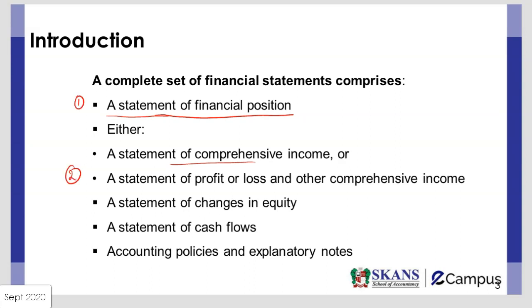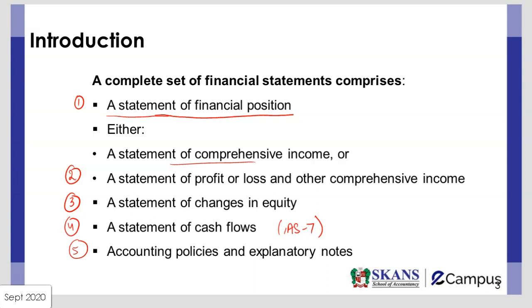The third statement is the statement of changes in equity. This also shows, as the name reflects, the overall change in equity during the year. Number 4 is our statement of cash flows, and number 5 are the disclosure notes, or what we call accounting policies and explanatory notes. In our exam, the statement of cash flows is covered under a separate standard, IAS 7, in great detail. In this lecture, we are going to cover the formats of the statement of financial position, statement of profit or loss, and statement of changes in equity.